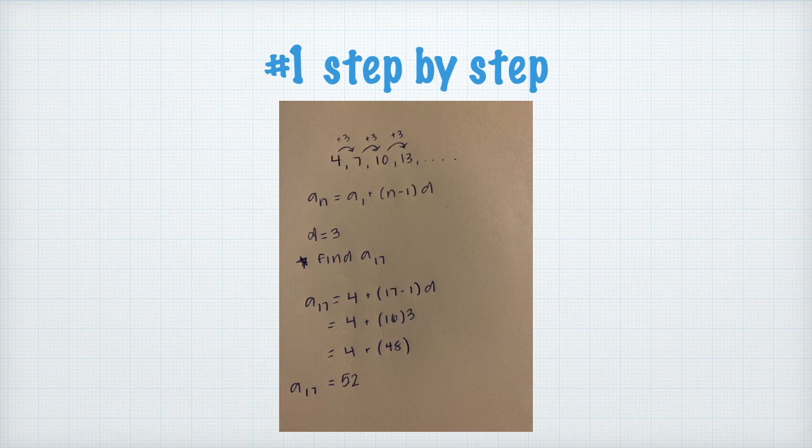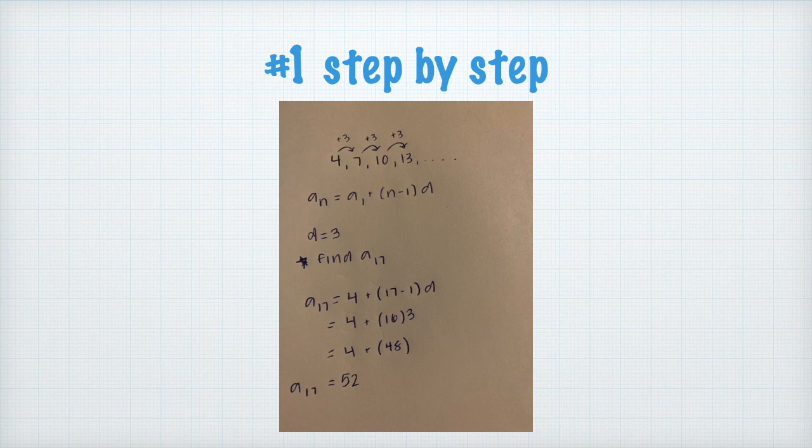So 4 plus 17 minus 1, that's 16, times the difference, which is 3, which equals 4 plus 48. 16 times 3 is 48, so that's how you got 48. So 48 plus 4, you can drop the parentheses, you don't need them, is 52. Now you're going to add the a_17, so you know that's the total for that number. So a_17 is equal to 52.